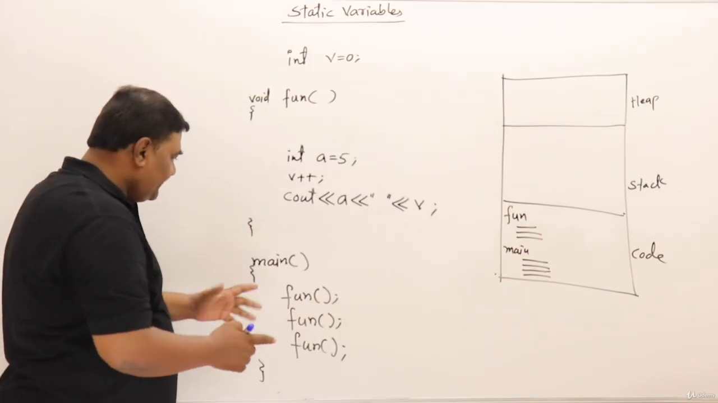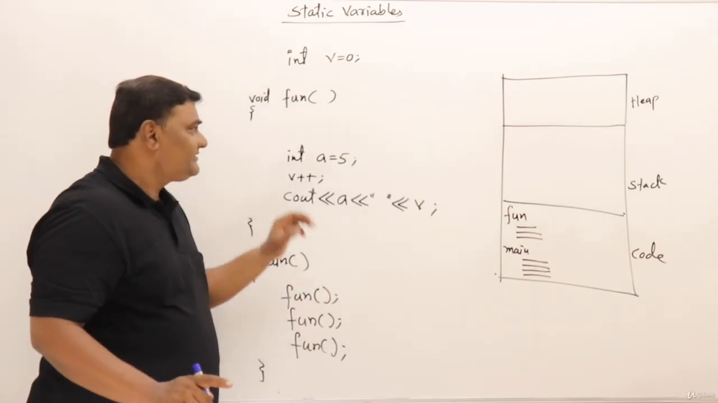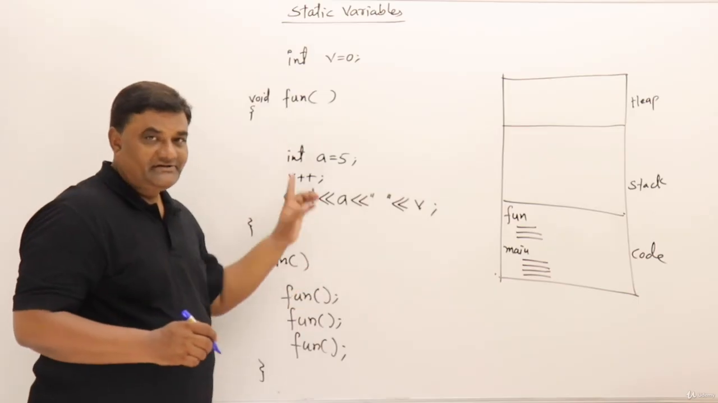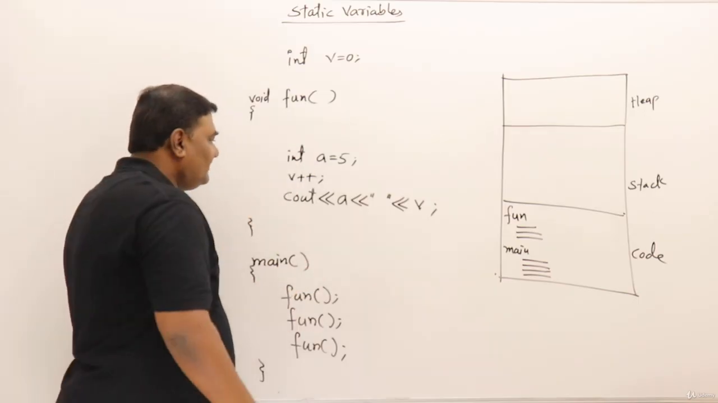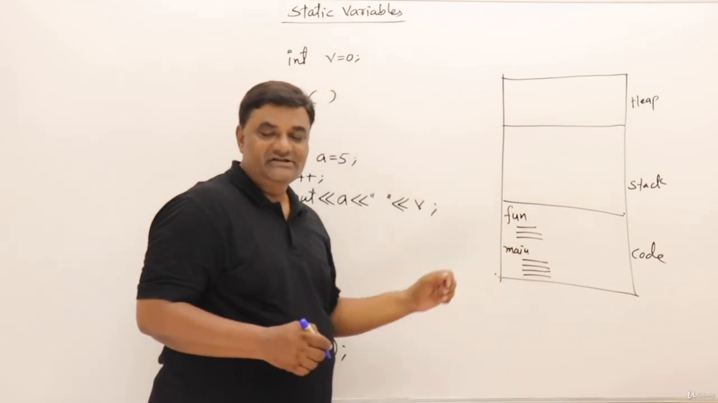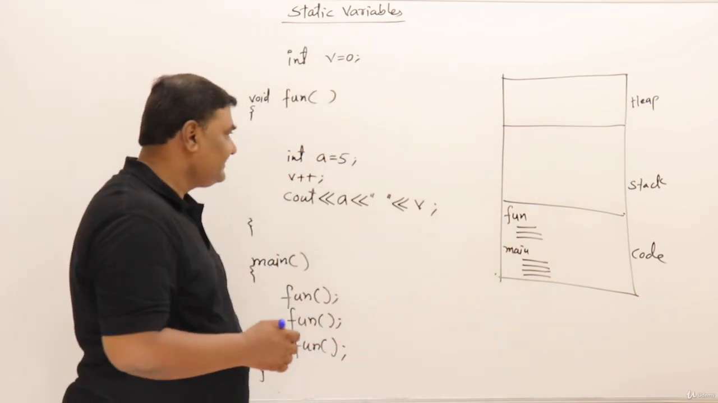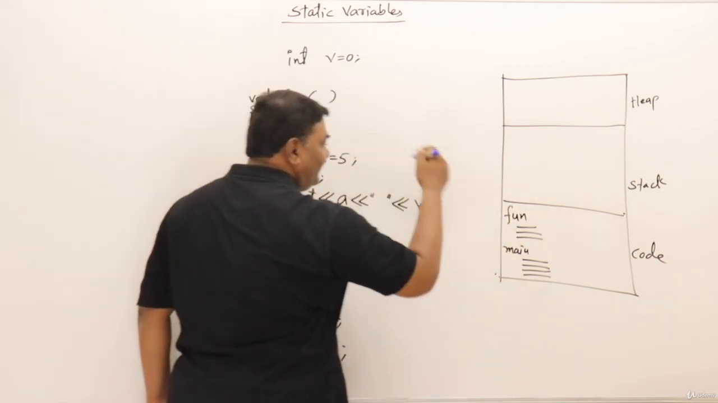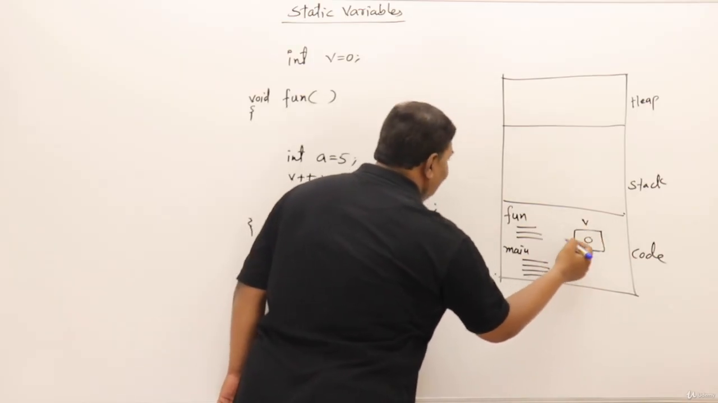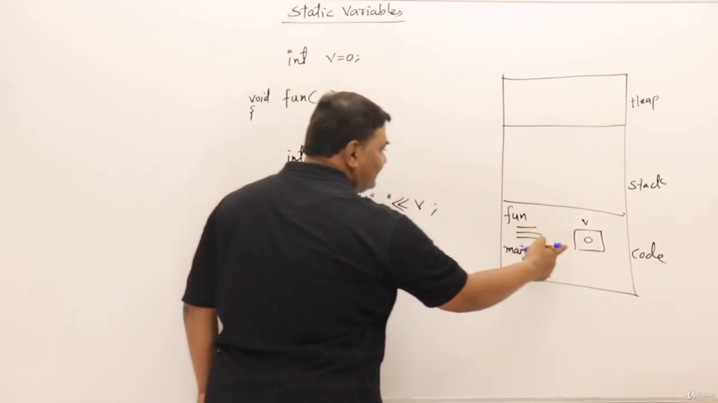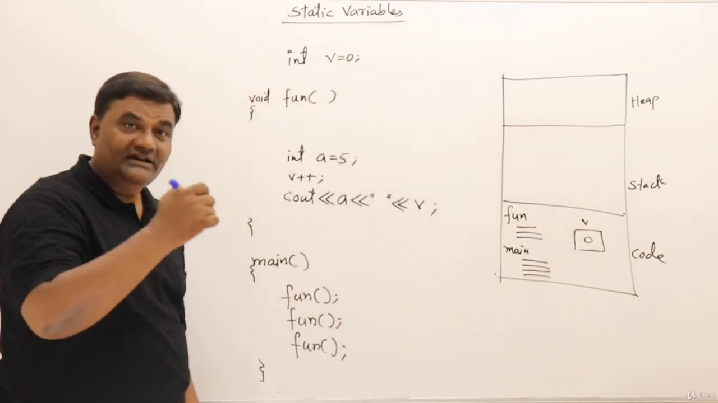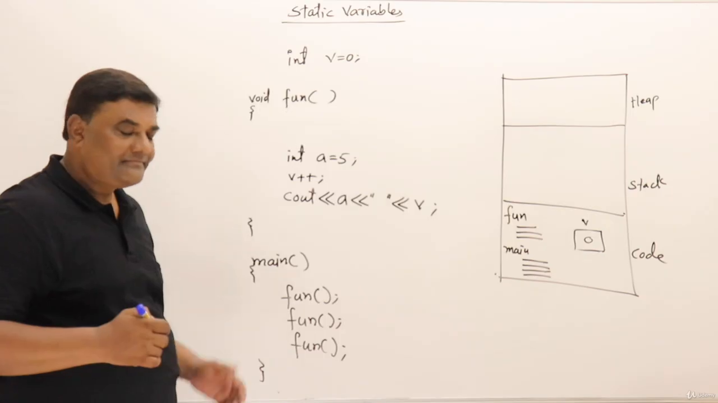Main is not doing any work at all apart from calling this function fun. So let us see. The moment I say I want to run, the machine code is loaded inside the code section. Then variable v is also created. You know well that these global variables are created inside the code section at loading time, before the execution of a program.